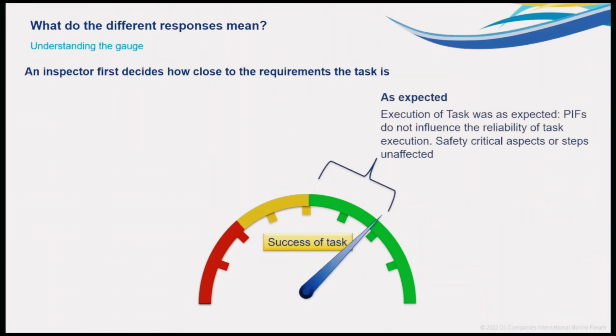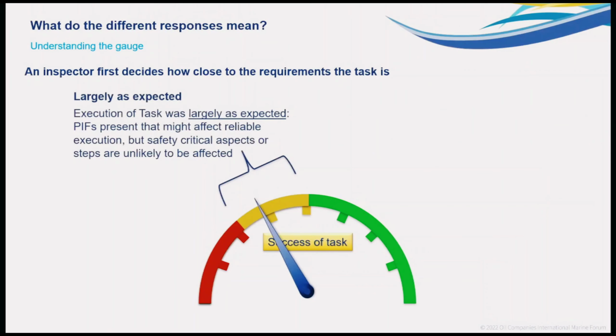As expected observations are most common and suggest a task which was executed okay on the day, and there didn't seem to be any healthy or unhealthy PIFs to affect the task reliability. A largely as expected suggests the inspector has seen unhealthy PIFs that could potentially impact the reliability of the task, but probably didn't affect the critical aspect. For example, there may be a procedure that's a bit unhelpful and bulky, but when it comes to the critical step, it's very clear.